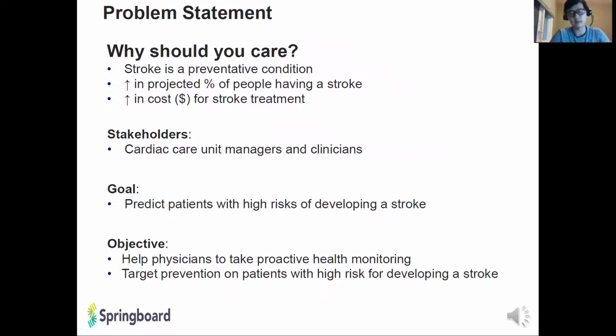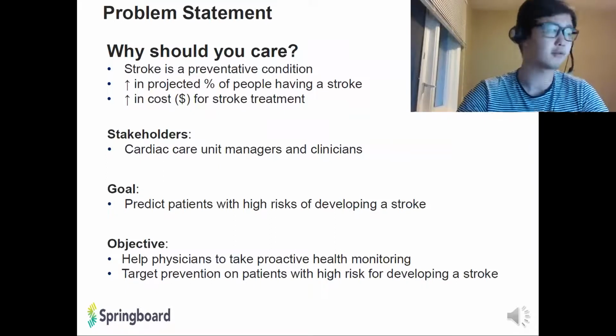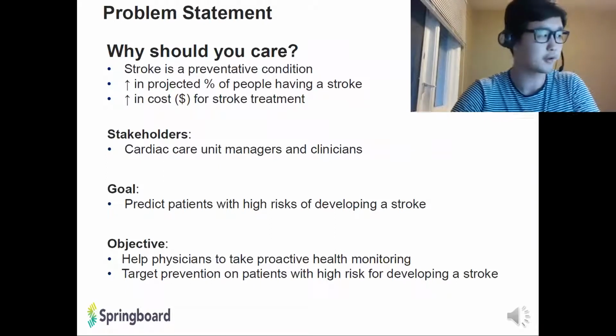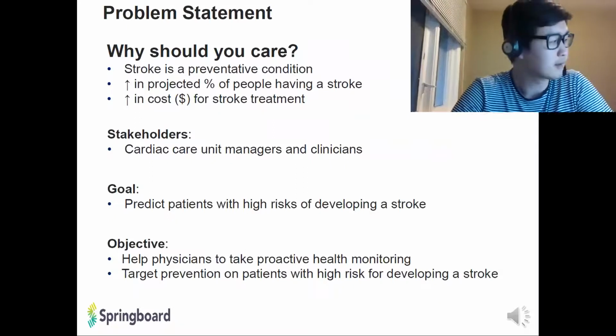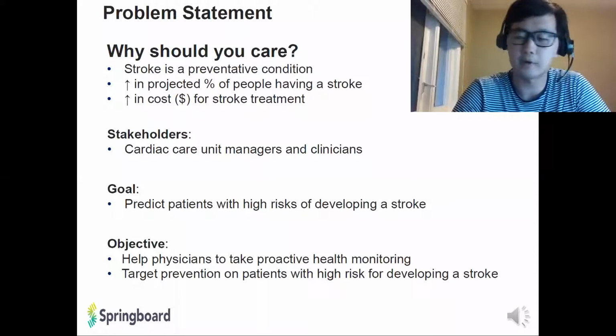Our potential stakeholders will be cardiac care intensive unit managers and a group of clinicians. The goal of this project is to predict patients with high risk of developing a stroke. There are two main objectives: first, help physicians take proactive health monitoring; second, target prevention on these patients with high risk of developing a stroke.